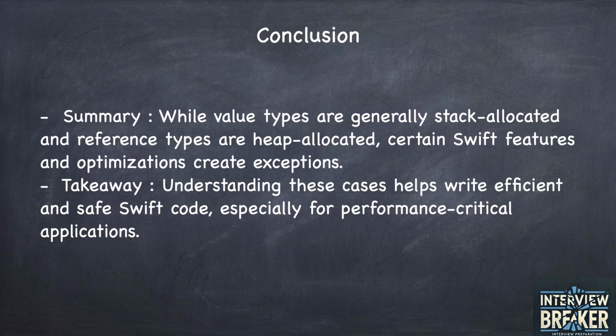Conclusion: in Swift, while the general rule is that value types are stored on the stack and reference types are stored on the heap, there are exceptions influenced by language features and compiler optimizations. Understanding these exceptions is crucial for writing efficient and safe code, especially in performance-critical applications. By being aware of these scenarios, you can better predict the memory behavior of your Swift applications and optimize them accordingly.